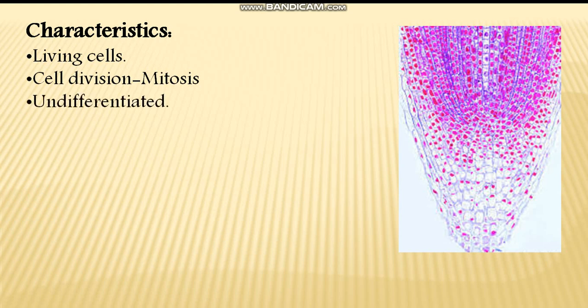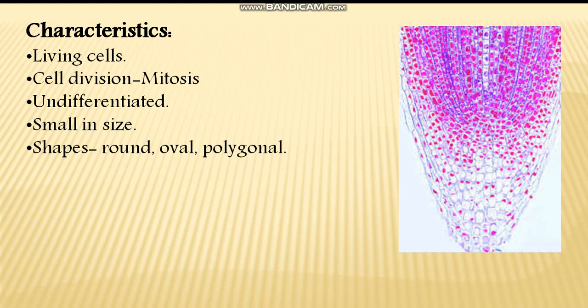Secondly, they are undifferentiated cells. They are small in size. The shapes are mainly round, oval or polygonal. They have a large nucleus because their main function is to continuously divide and continuously pass on the chromosomes to the daughter cells.